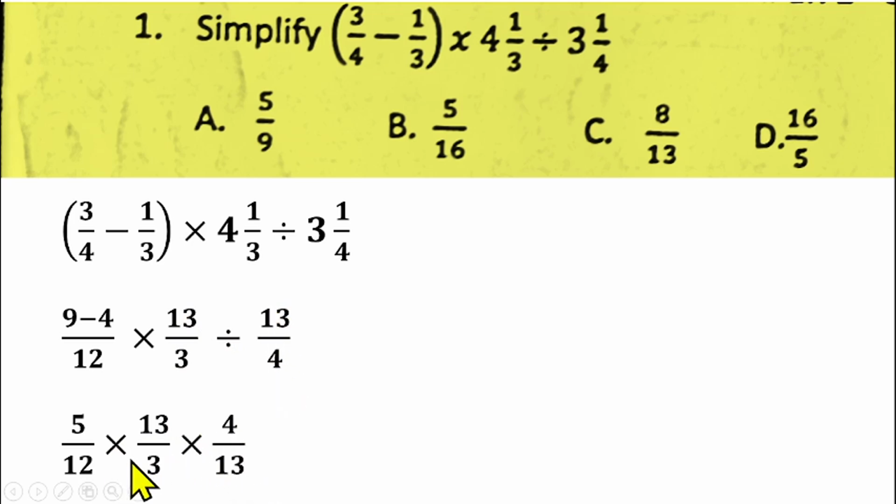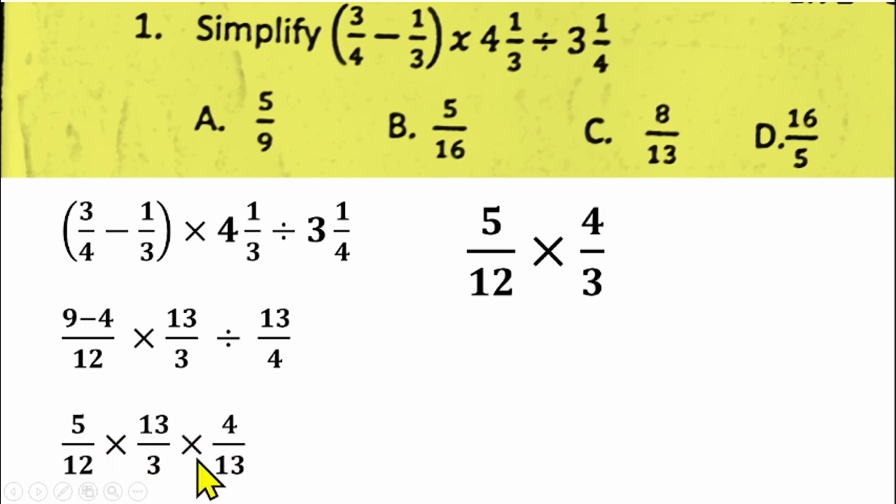Then from there, since we are only left with multiplication, we can reduce the fraction where necessary. 13 can go in 13. Then 4 can go in 4, 1. 4 can go in 12. That means you have a 3 there. So that means you are left with 5 times 1 times 1, that gives us 5. And 3 times 3 will give us 9. So what I did here is that 13 will cancel 13. So you are left with 5 over 12 times 4 over 3, which is this.